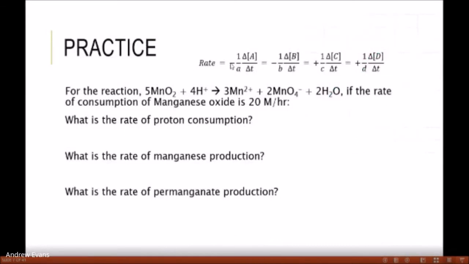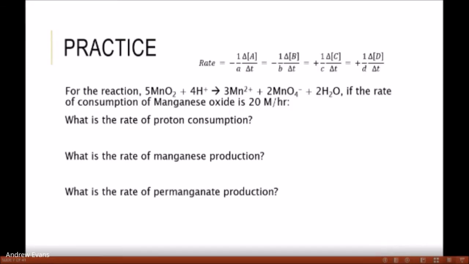So just looking at this, a generalized reaction rate for 5MnO2 + 4H+ + 3Mn2+ goes to 3Mn2+ + 2MnO4- and 2 water. If the rate of consumption of manganese dioxide is 20 molar per hour, what is the rate of proton consumption? So let's write this down.